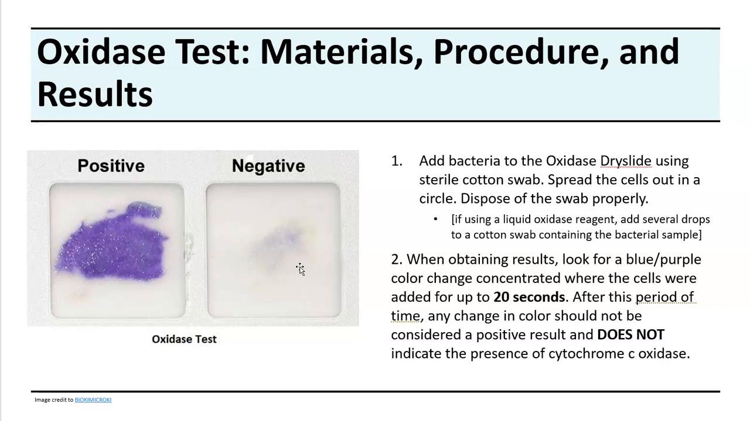If during the 20 seconds the window of the dry slide turns purple, that is a positive reaction, and we would say that the bacteria have the cytochrome C oxidase enzyme. If during that 20 seconds the window does not turn purple, then that's a negative reaction and the bacteria lack the cytochrome C oxidase enzyme. If the reaction happens after 20 seconds, we would not record it, as that can be considered a false positive reaction. So we do want to make sure that we record that reaction within that 20-second window.